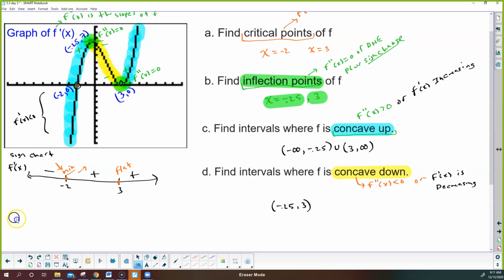If I wanted to, I could make a sign chart for f double prime as well. So f double prime, where does it change concavity? At the 2 points of inflection. So actually, I try to put this in a little bit of order.